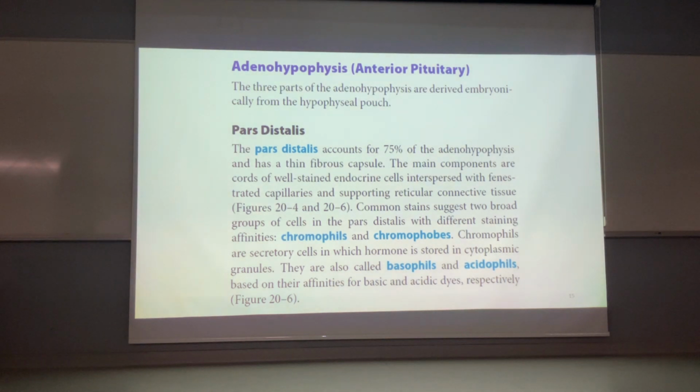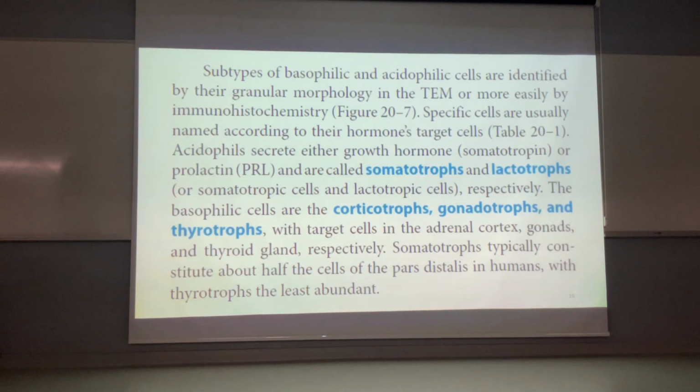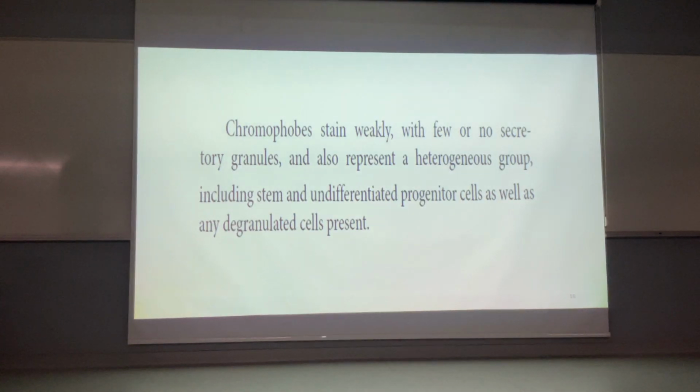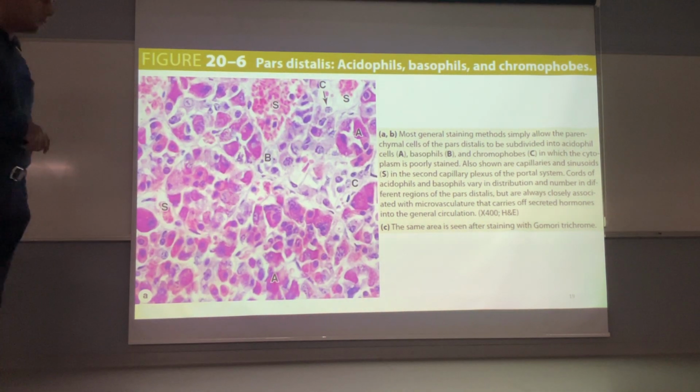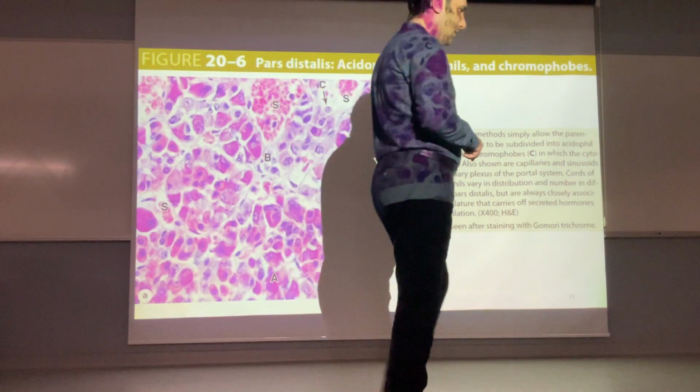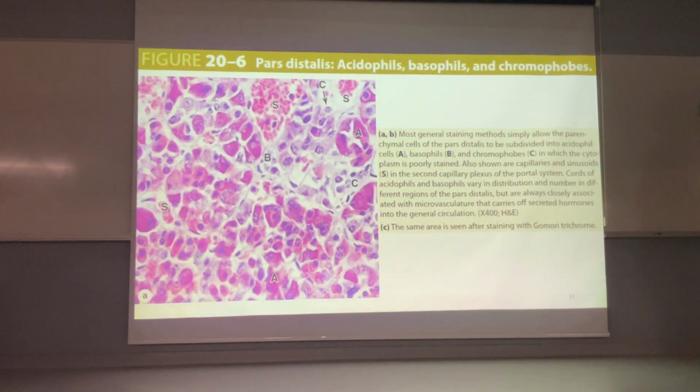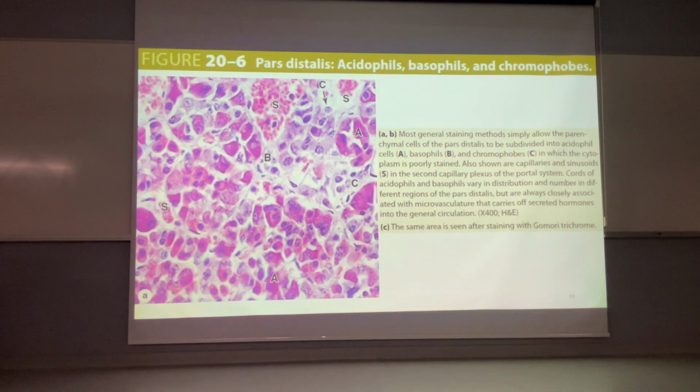Now we are going to talk about the different parts of the adenohypophysis and the hormones secreted from these different parts. As you know, we have the pars distalis, the largest part of the adenohypophysis. In the pars distalis, we have two different types of cells: the cells which have affinity to colors or stains, chromophil cells, and chromophobe cells.